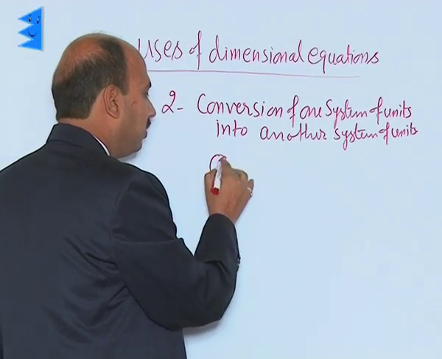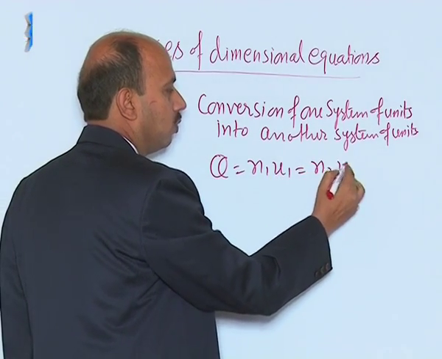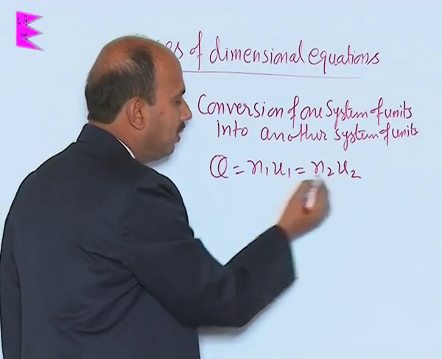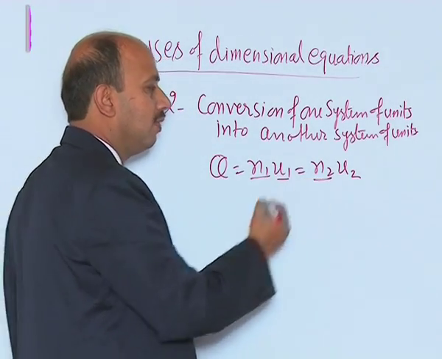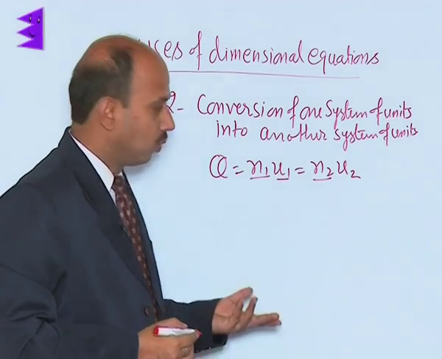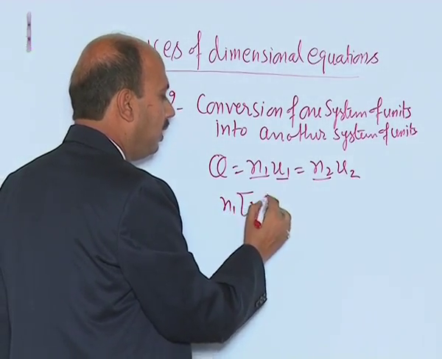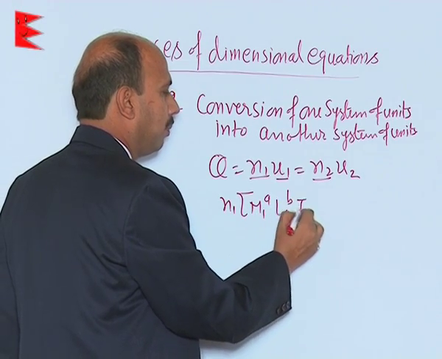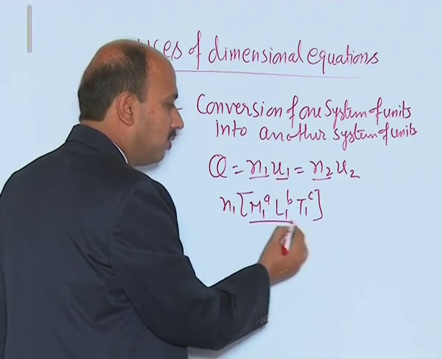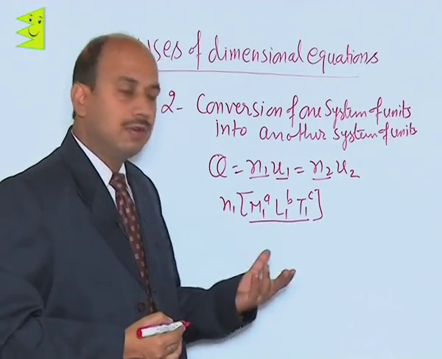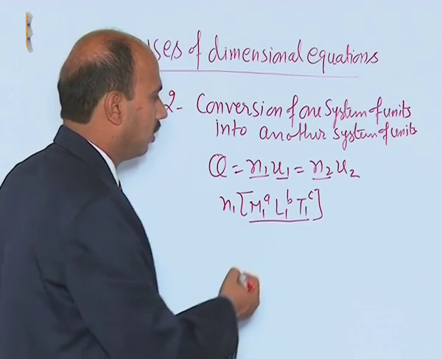So, we can write basically Q is equal to N1 U1 is equal to N2 U2. N1 is the numerical value when the unit is U1 and N2 is the numerical value when the unit is U2. Now, we can also write N1 M1 raised to power A, L1 raised to power B, T1 raised to power C. This is the dimensional formula, the dimensions of the different quantities in the one system of unit. A, B, C are unknown right now here.